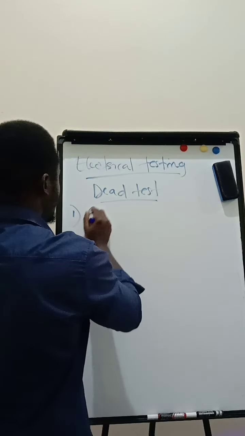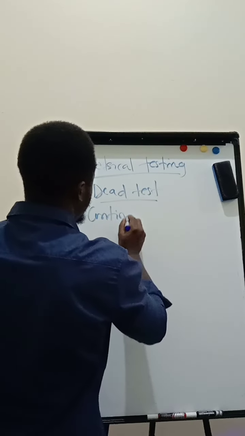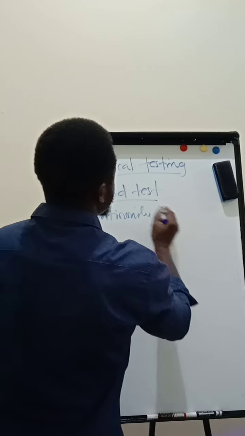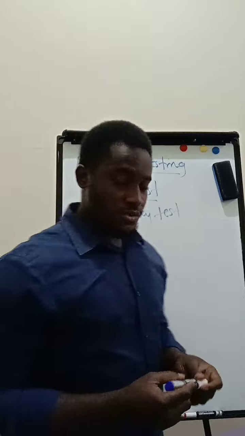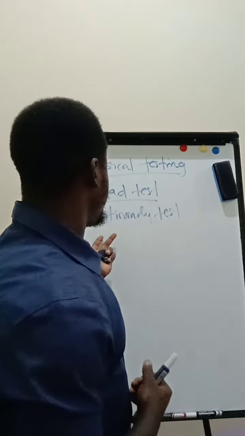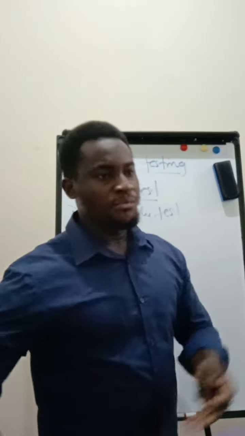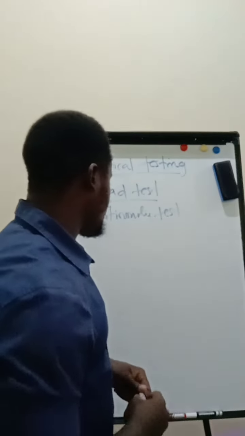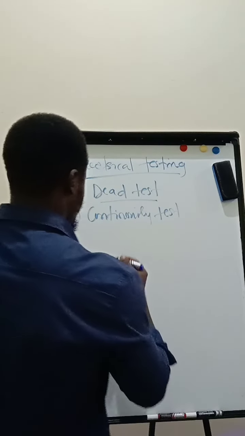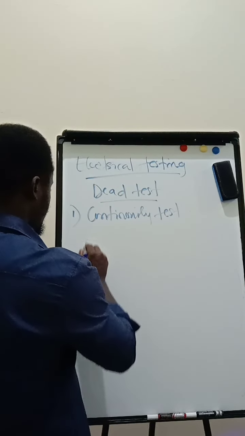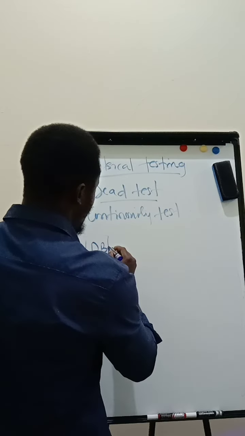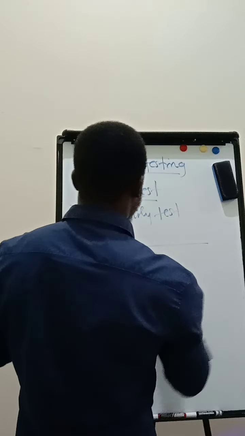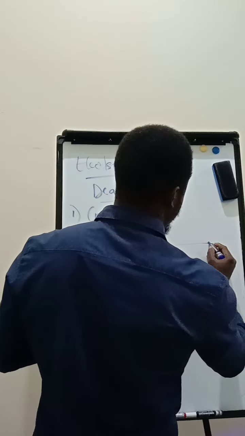The first test will be the continuity test. A continuity test is a test to ensure that we have electrons flowing from one point to another, or current flowing from one point to another point. I'll give an example whereby we have a DB or a distribution board at this end, then we have a wire or a cable which is run from the DB to a socket outlet.